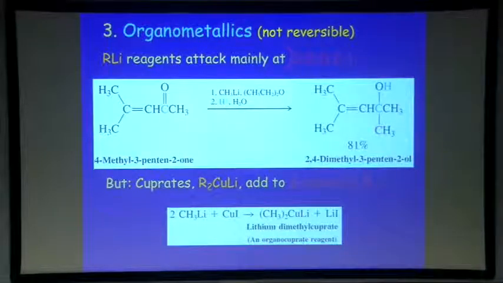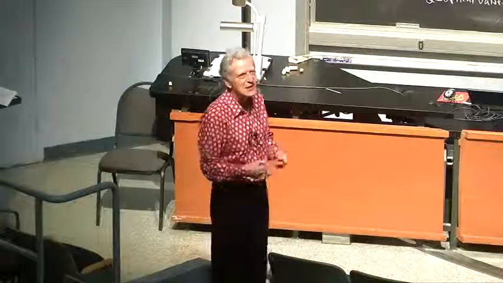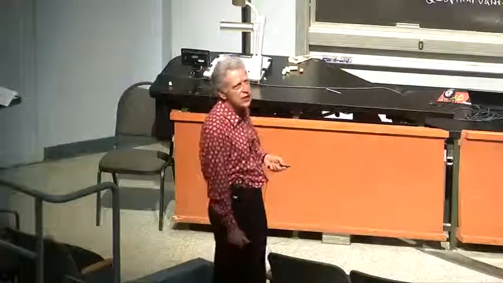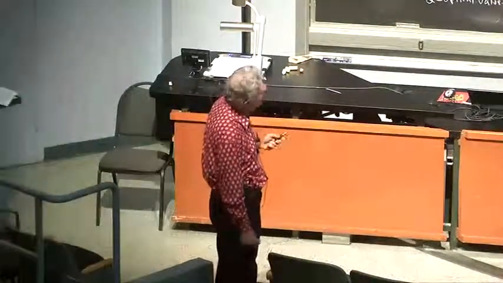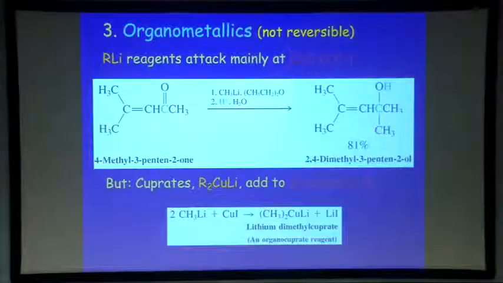And then they started discovering the rest of the periodic table. And organic chemists started exploring organometallic compounds in a more general sense using all kinds of metals. And during this exploration, they found that a variant of an alkyl lithium, namely a so-called cuprate, does exactly that.